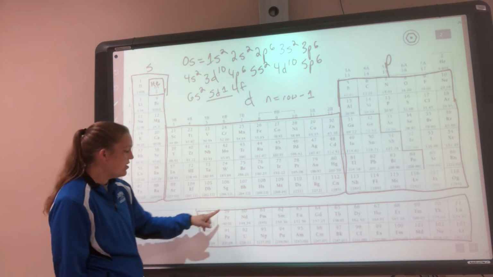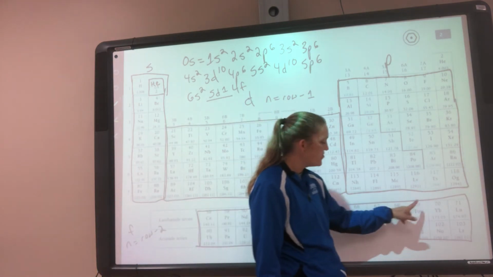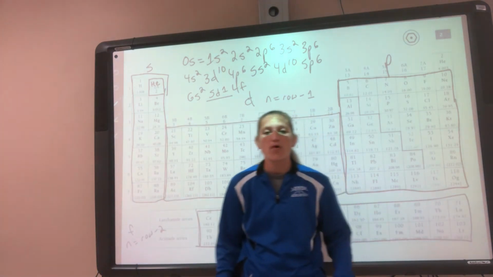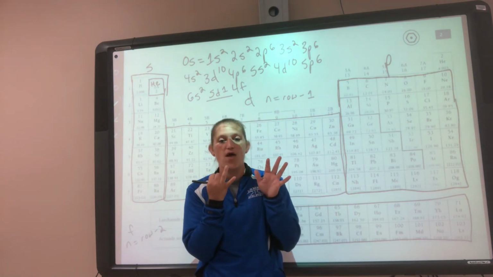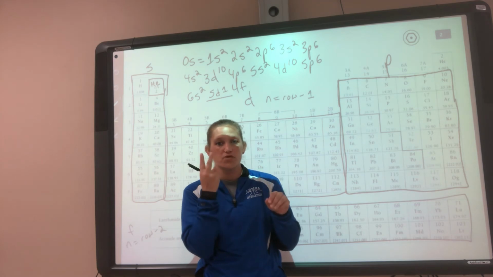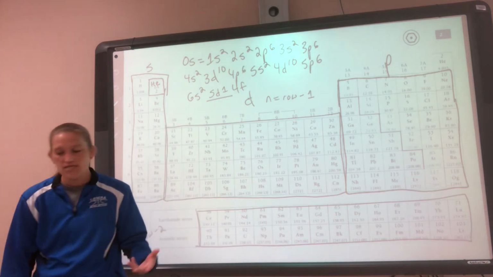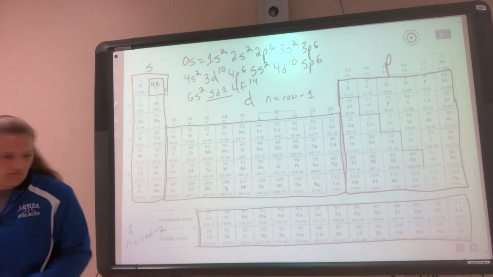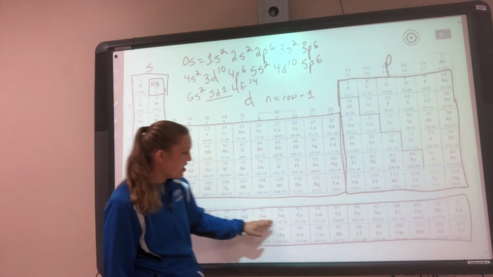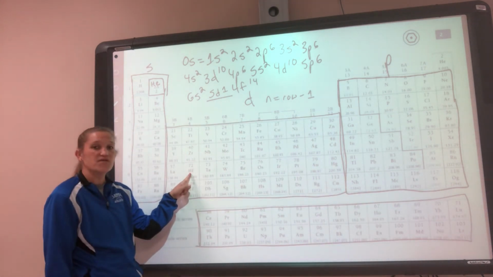And we count 1, 2, 3, 4, 5, 6, 7, 8, 9, 10, 11, 12, 13, 14. Remember, F has 7 orientations, 7 MLs. And every orbital can have 2 electrons. 7 times 2 is 14. So we have 14 possible F electrons. So now we did 58, 59, all the way to 71. Then after 71, we get to 72.